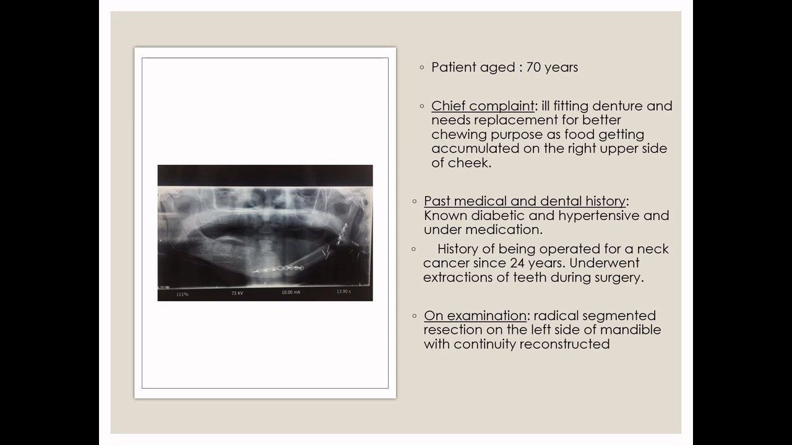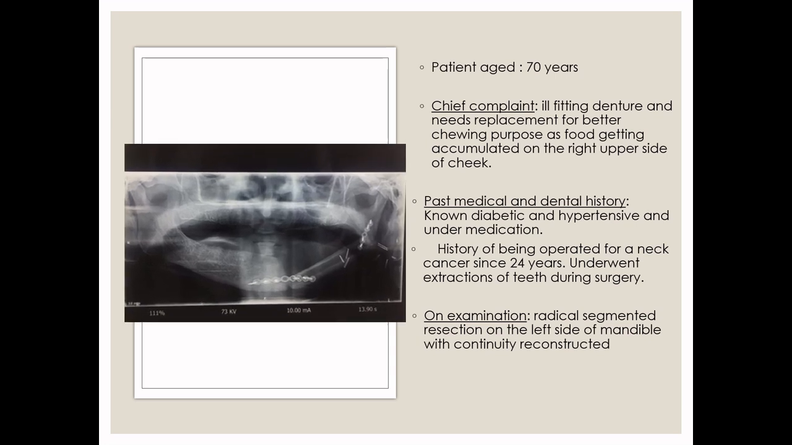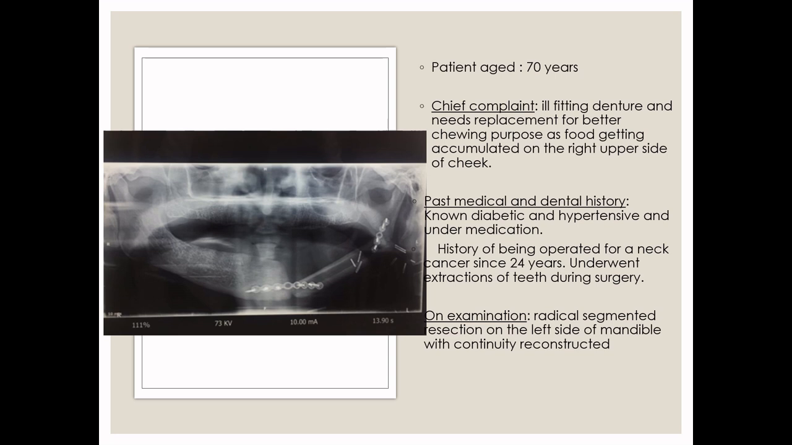On examination, there was radical segmental resection on the left side of the mandible with the continuity reconstructed. Here you can see the panoramic radiograph showing mandibular reconstruction with a fibula free flap and reconstruction plate. This is a Class 4 Cantor and Curtis classification with lateral bone graft and surgical reconstruction. Another thing you can appreciate here is the abnormal profile that we mentioned during occlusal registration, which we can view in the frontal plane.